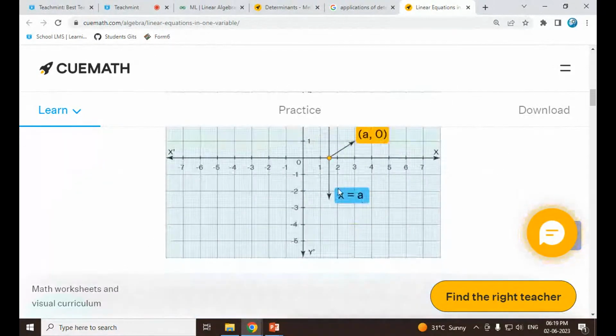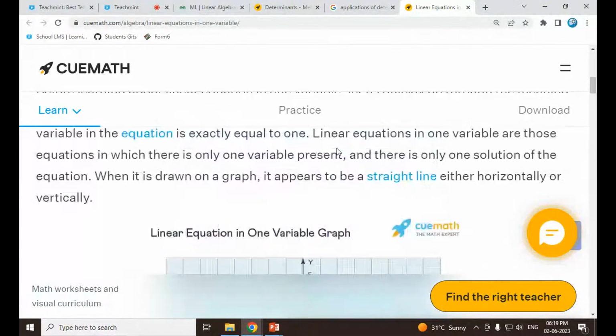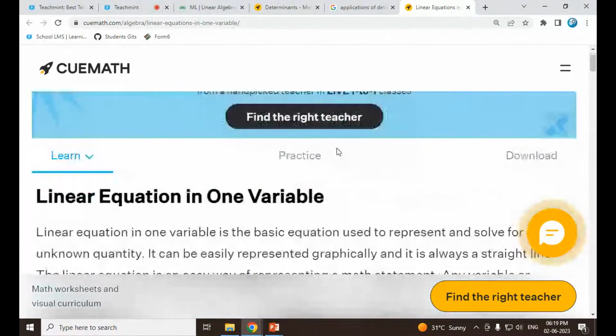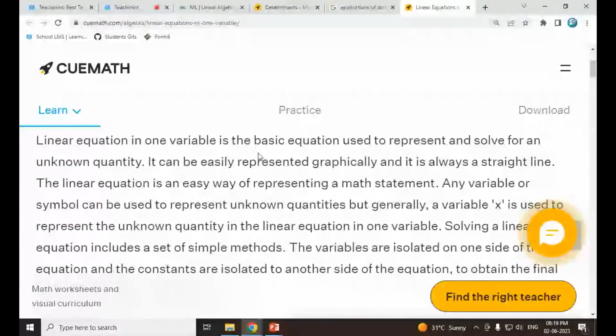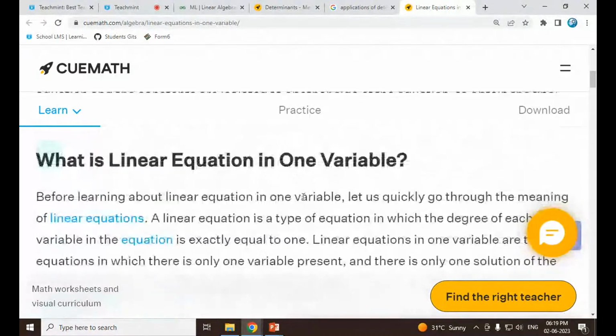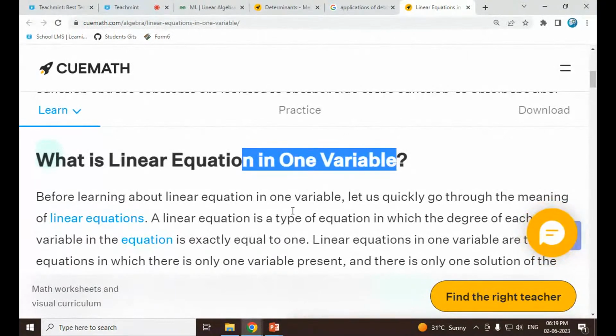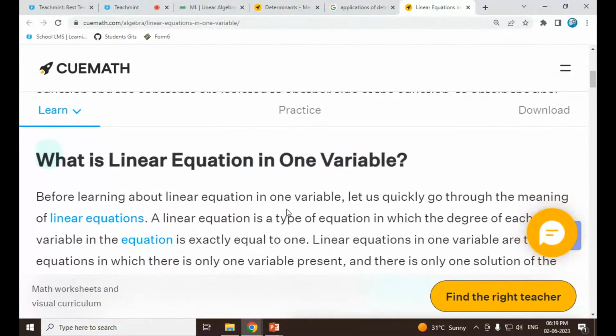We spoke about this one, right? Linear equations. What do you do? You study and get back to me. As I opened, I'll just explain one thing. What is a linear equation in one variable? When you have one variable, how does it look and how is it used?